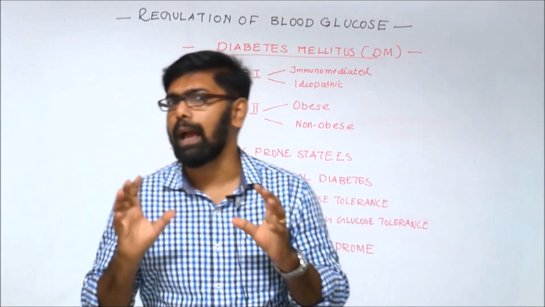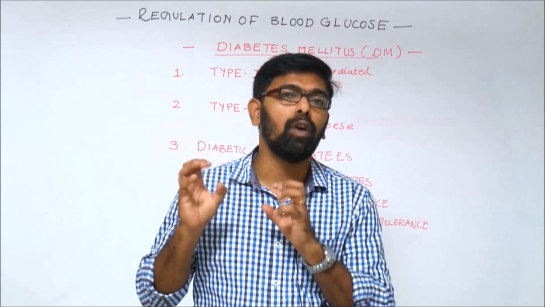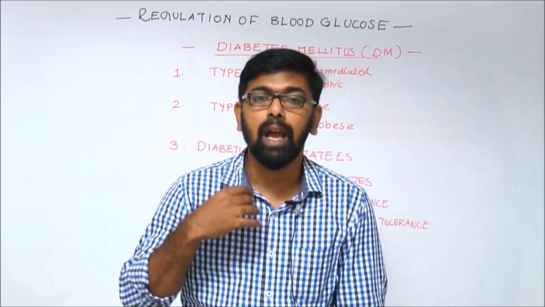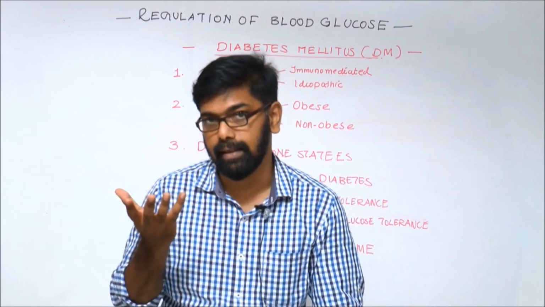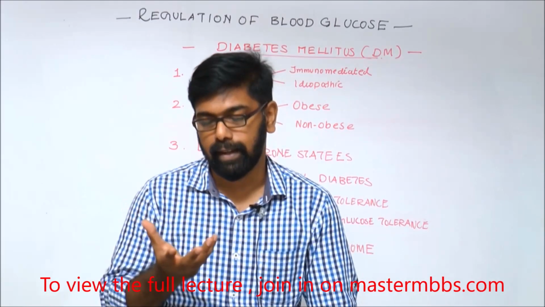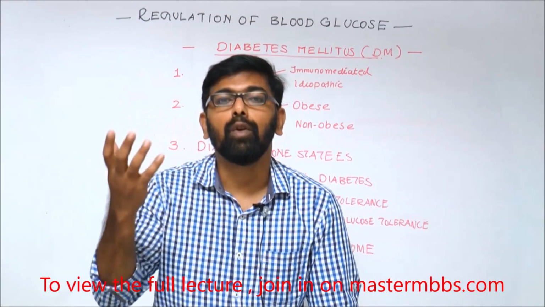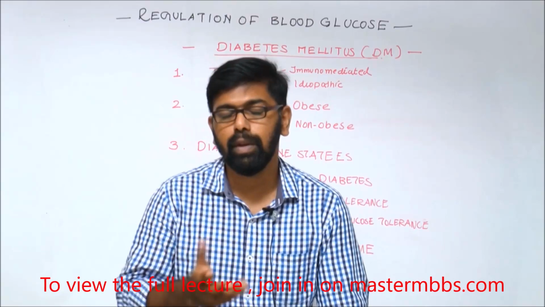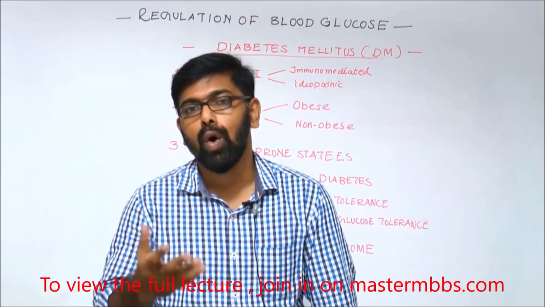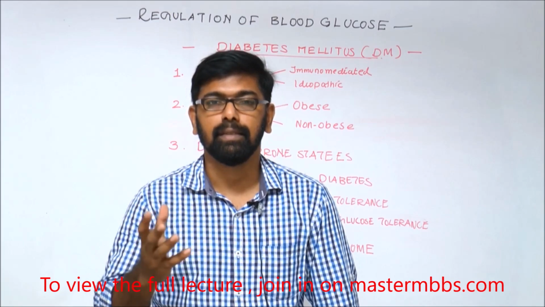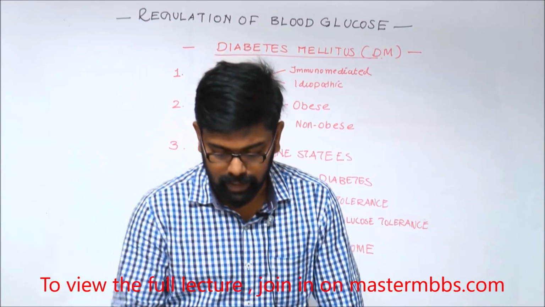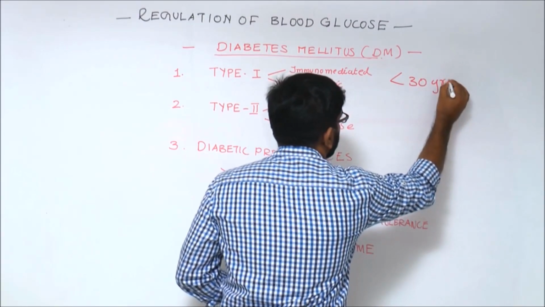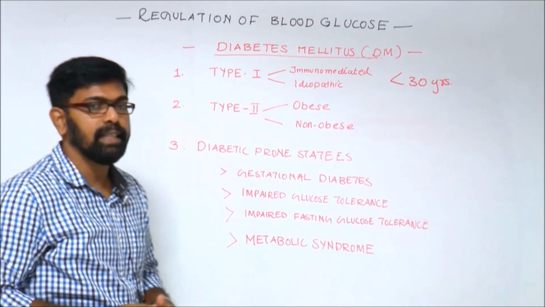In type 1 diabetes mellitus, there are certain immunological agents, T lymphocytes, immune cells that act against the islets of Langerhans. So there are autoimmune effects on the islets of Langerhans, where you cannot produce insulin. The cells are destroyed. Cellular destruction due to autoimmune agents is what causes type 1 diabetes mellitus. The age of these individuals will be less than 30. So this is type 1 diabetes mellitus.